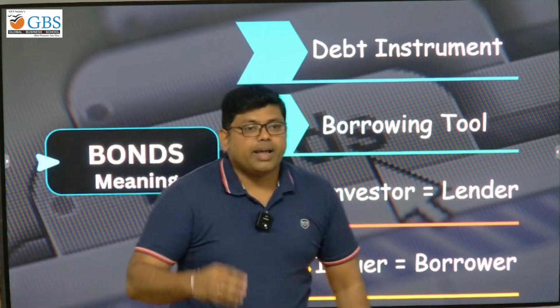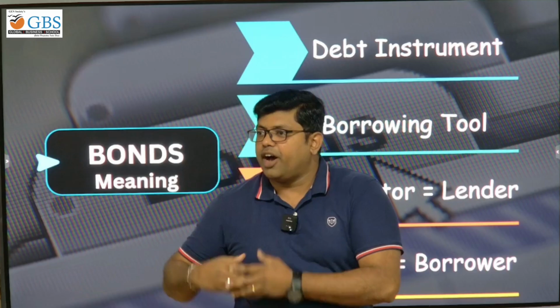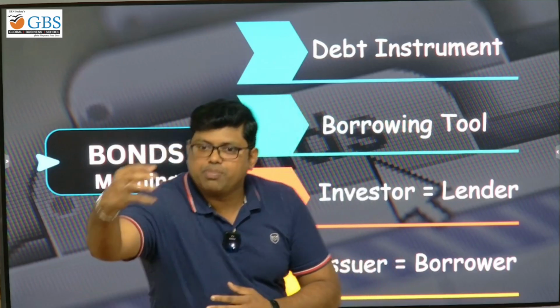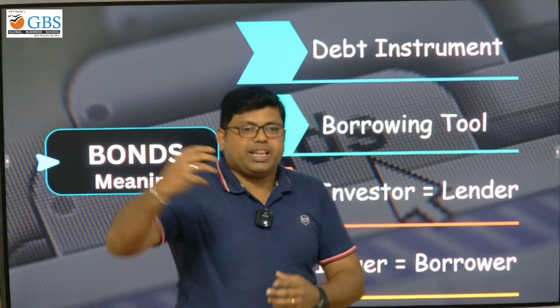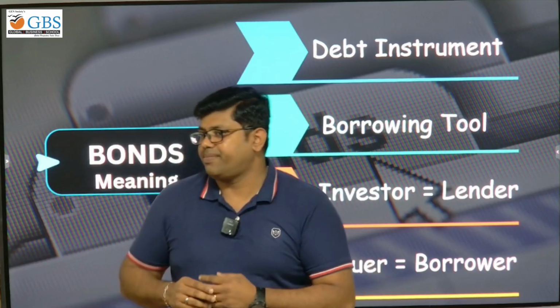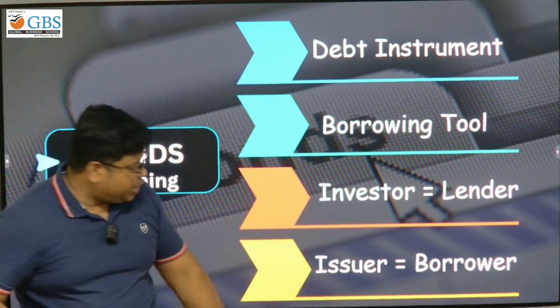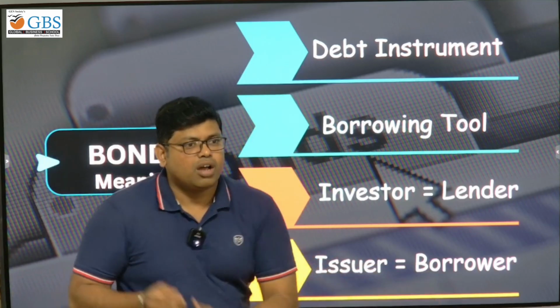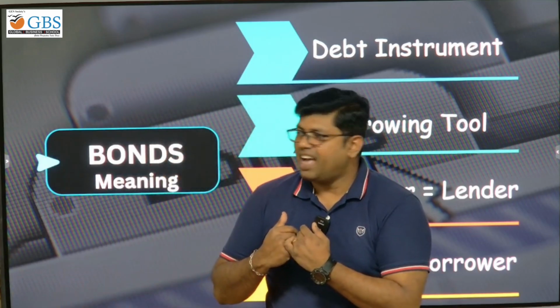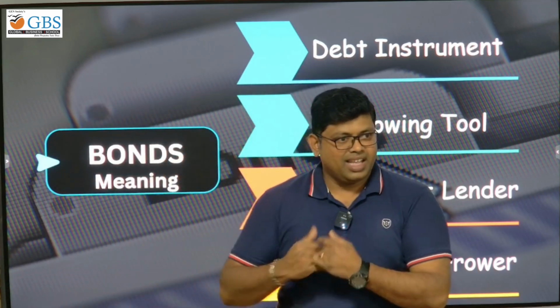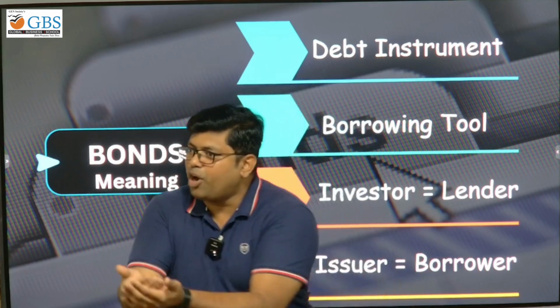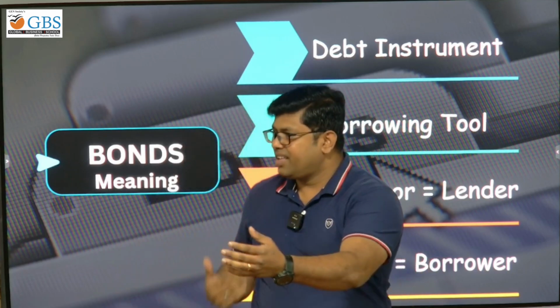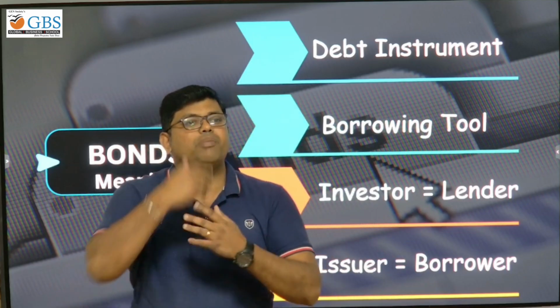Issuers: the corporate or a government issues the bond. Issue means the one who gives the bond, what do we call them? Issuer. Issuer is equal to borrower. Are you understanding? I am the borrower. I am issuing what? Bond. So I am borrowing what? Money. Funds. I am borrowing funds from you.